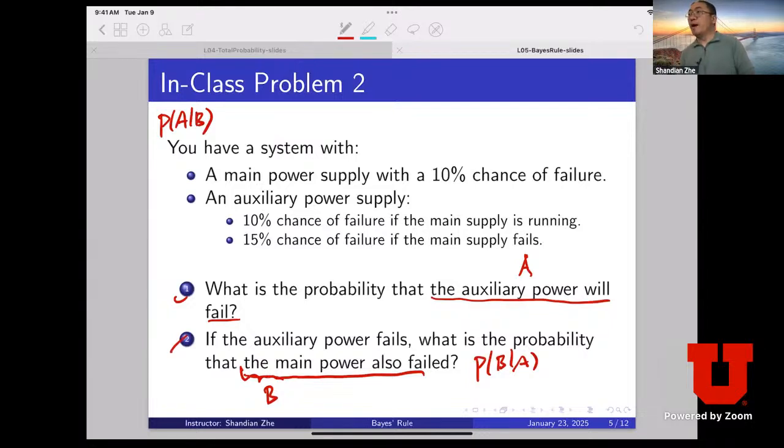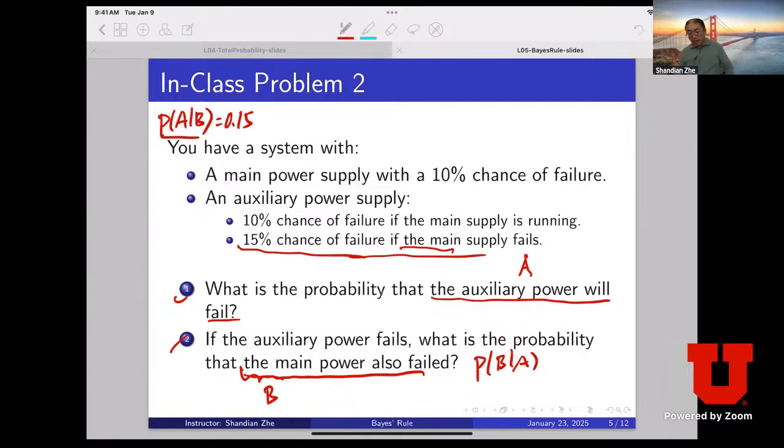Yeah, it's 0.15, right? So here we read it through the problem setting. The problem setting actually tells us this conditional probability. Given the main supply fails, the auxiliary power will have a 15% chance of failing. That exactly means this probability, the conditional probability of A given B. Does this make sense? So let us just write down, which is 0.15.